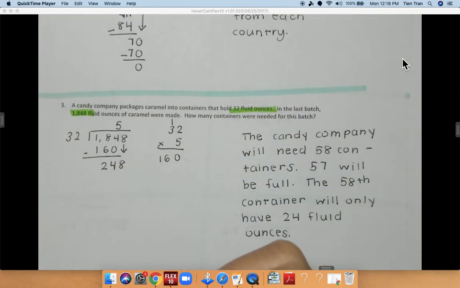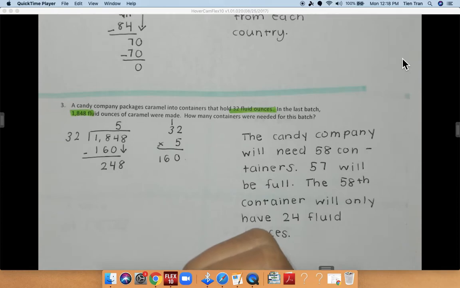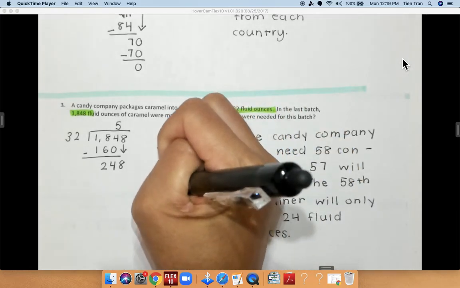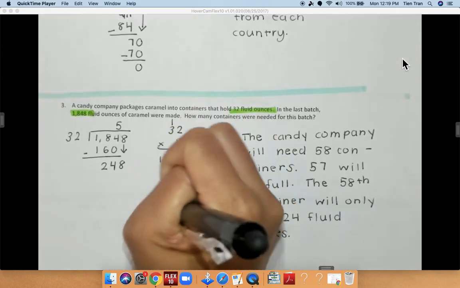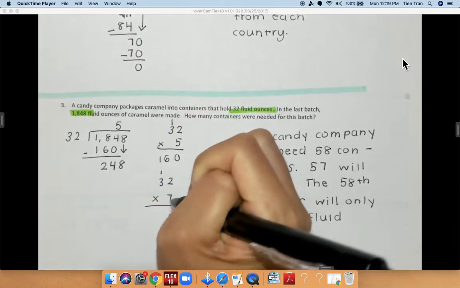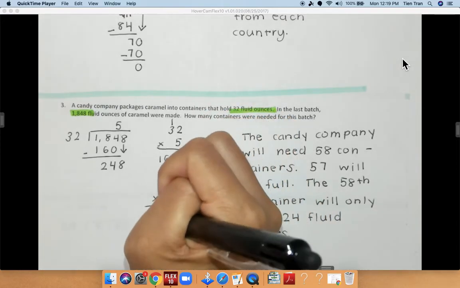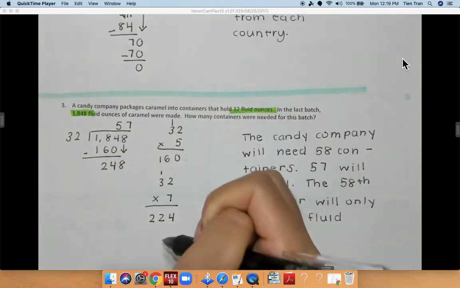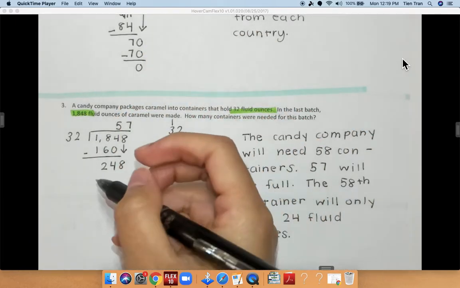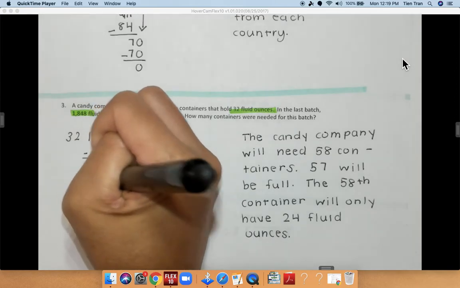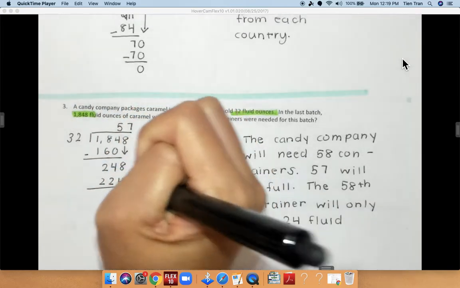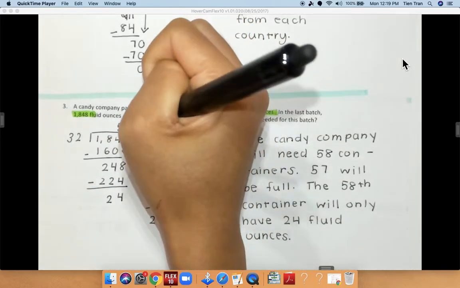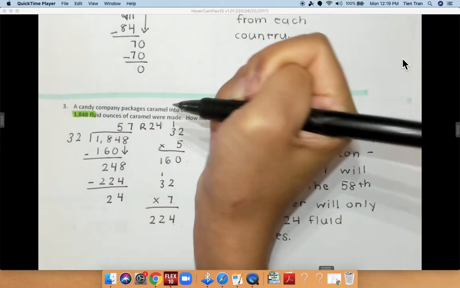Now I need to figure out how many times can 32 go into 248. So I'm going to try 7 and see if that's correct. 32 times 7. 7 times 2 is 14. 7 times 3 is 21. Plus 1 is 22. 224 is very, very close. If I were to add another 32, I don't think I would get over 248. So this is the number I'm going to use, 224. 8 minus 4 is 4. 4 minus 2 is 2. So my remainder is equal to 24.